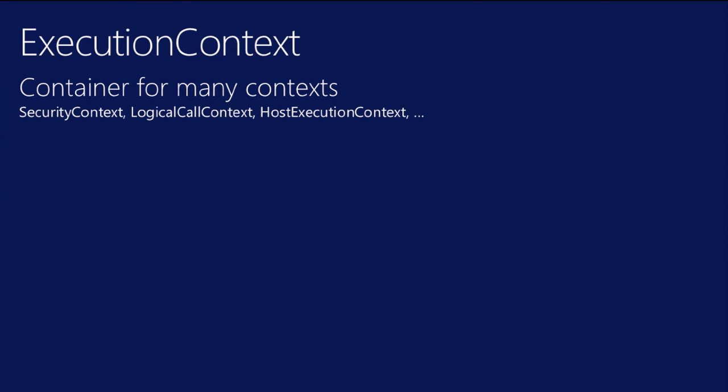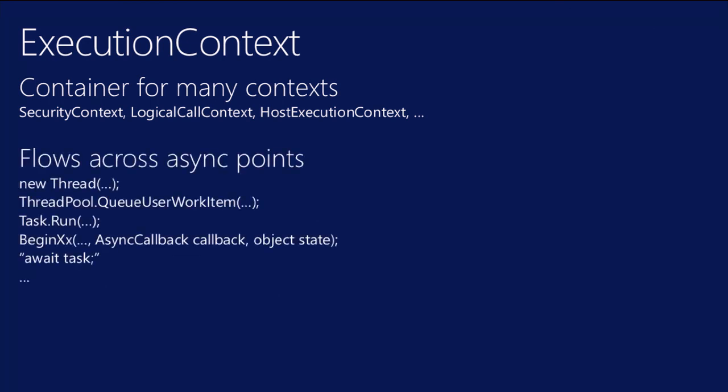Execution context is something that's explicitly flowed when you switch threads, when you say Task.Run, when you say new Thread, when you say QueueUserWorkItem, all these different ways that you move between threads or spawn new work. These are execution context aware, and they have been for a while. They take that execution context and put it on that new thread.